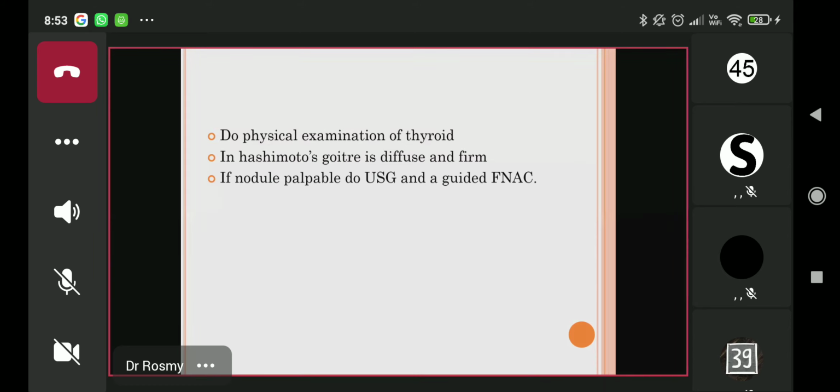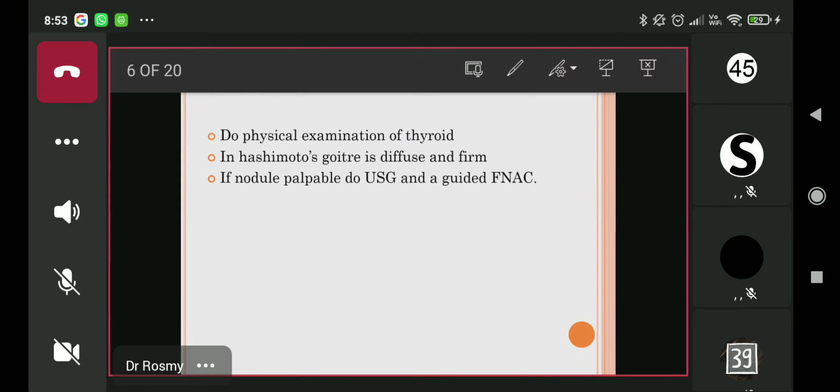Okay. So I have mentioned if there is a Hashimoto's goiter, it will be diffuse. That is, the entire gland will be enlarged, not just one lobe. Both the lobes along with the isthmus will be enlarged. So it is a diffuse Hashimoto's goiter, which is firm. That is, the consistency will be like that of the... How will it feel when you touch a Hashi goiter? Anybody? It will be firm. It will feel like the tip of your nose.